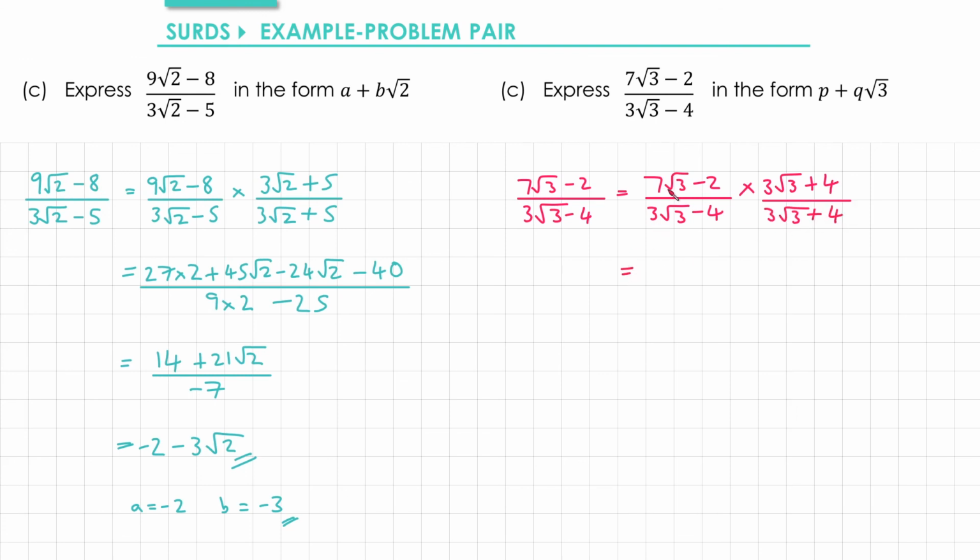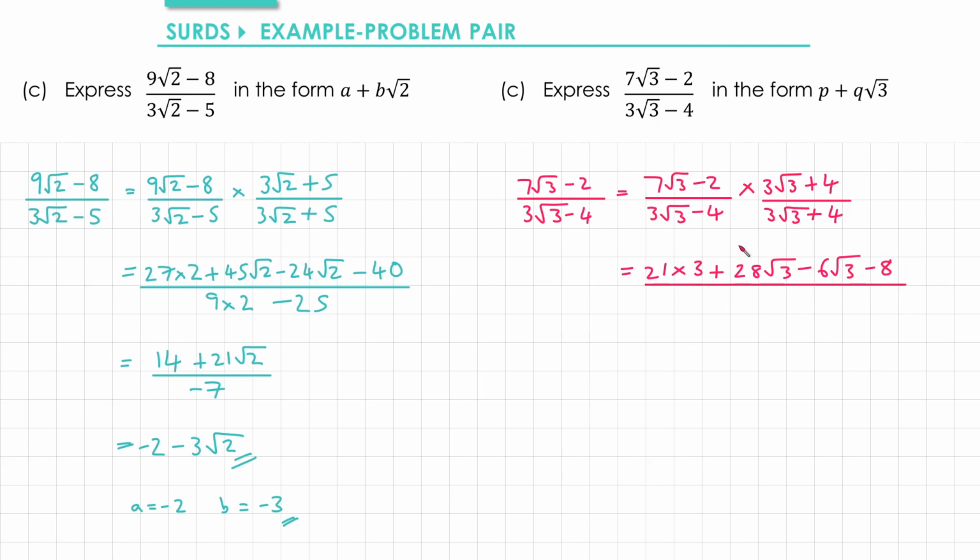So on the numerator, 7 root 3 times 3 root 3. 7 times 3 is 21. Root 3 times root 3 is 3. We've got 7 root 3 times 4. That's 28 root 3. We've got negative 2 times 3 root 3. That's negative 6 root 3. And we have negative 2 times 4, which is negative 8.